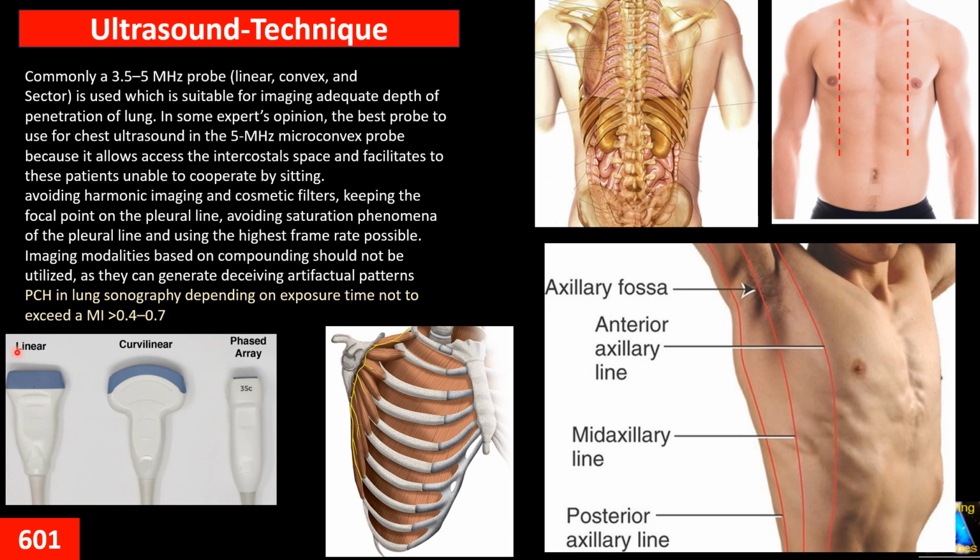In those situations that we want to see the pleura better, we can use linear because we can use very high frequency. But in those situations that we need depth, especially for pleurisy and any other pathology in the lung, consolidation or pneumonia, it's better we use convex or phased array.